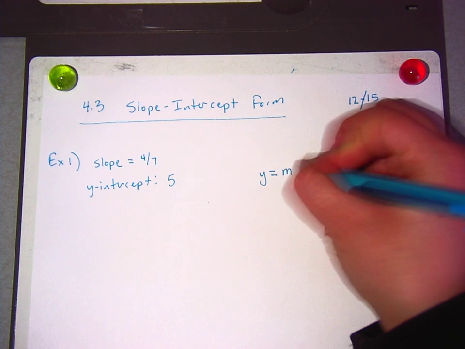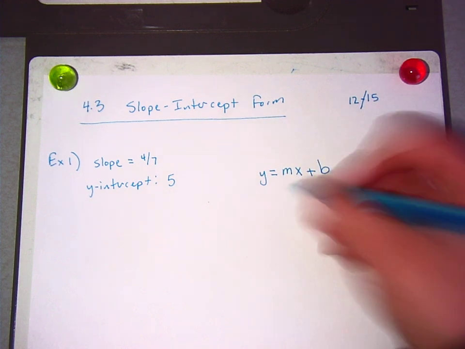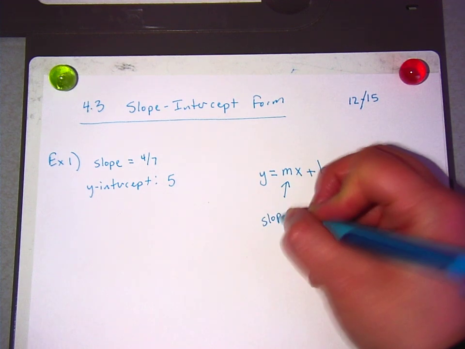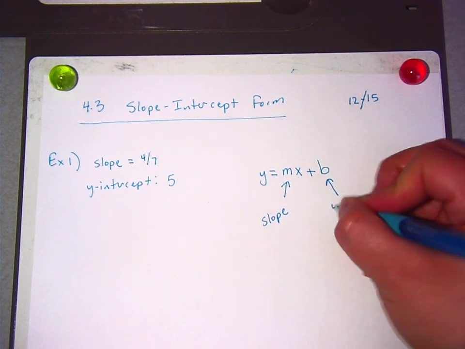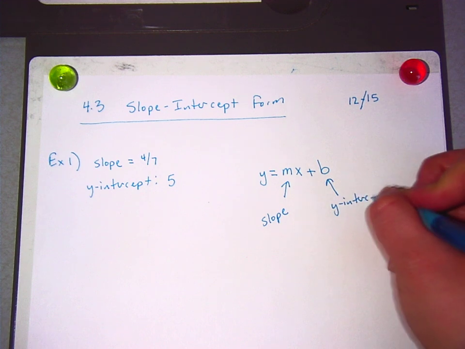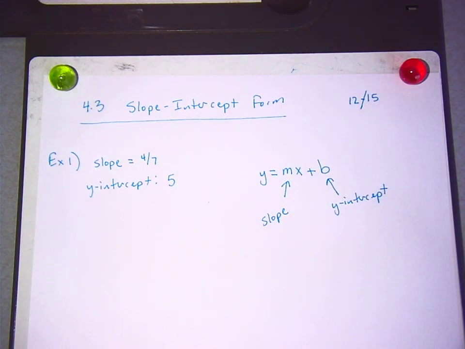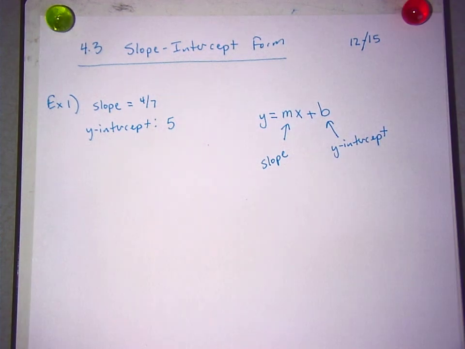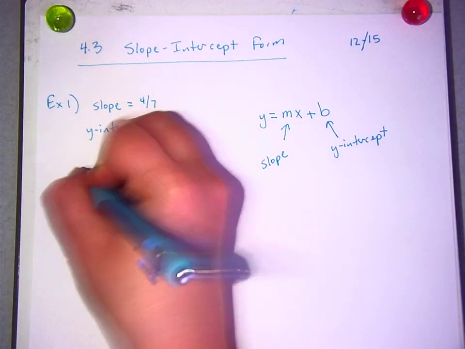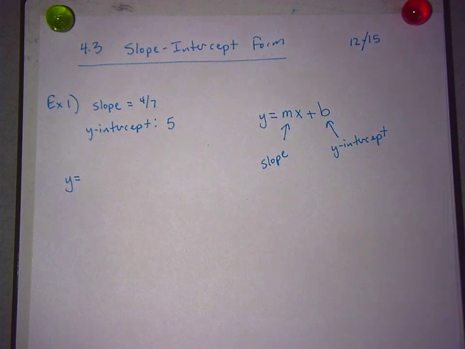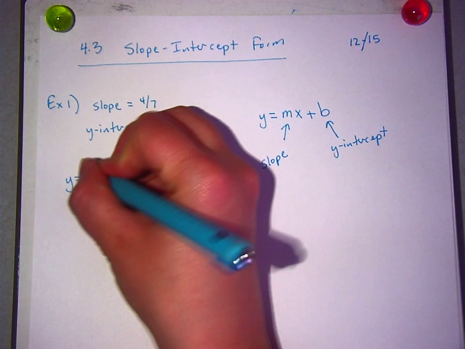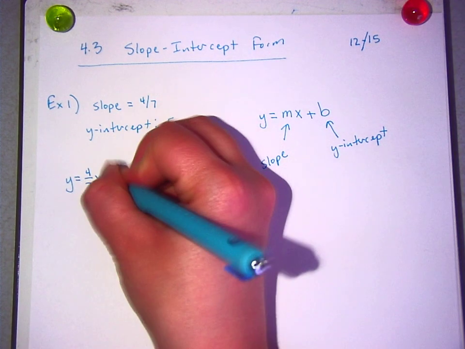Yes, y equals mx plus b. Do you guys remember that? That sound familiar? Do you remember what m is? M is the slope. And b is the y-intercept. So if we're writing this equation, we'd write y equals what? 4/7 x plus 5. Exactly right.